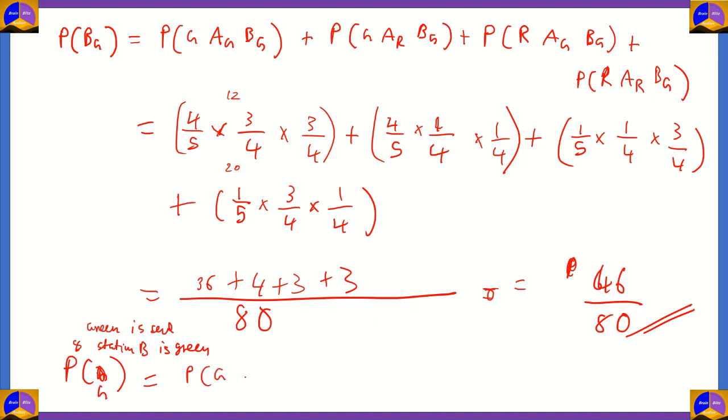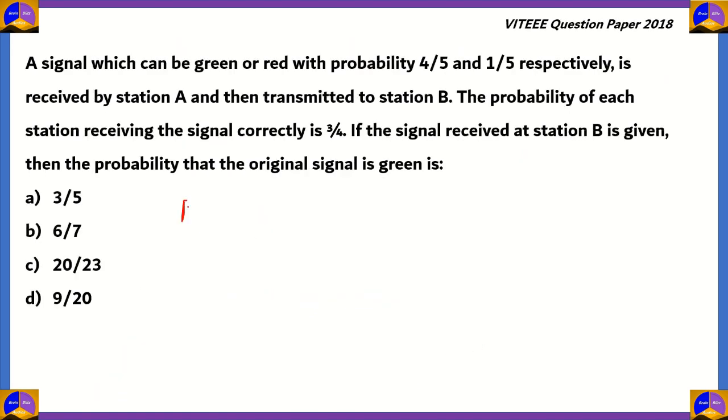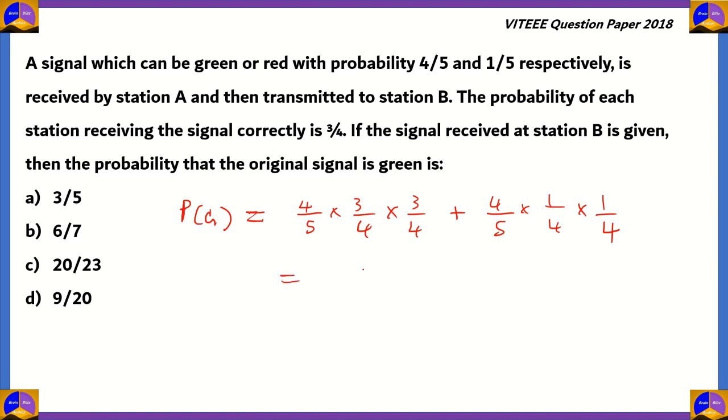So that means P of G, AG, BG, where all are correct, or our second case, which is G, AR, BG, the double error case. So green is sent, and station B lights up green. Therefore, P of green at both sides is equal to 4 by 5 plus 3 by 4 plus 3 by 4 plus 4 by 5 into 1 by 4 into 1 by 4. So that equals 36 plus 4 divided by 80, which is equal to 40 divided by 80.